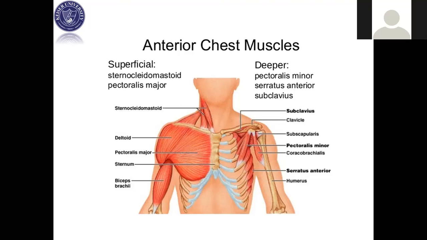But then we need to understand the muscles that are deeper. So we have pectoralis minor, which is deep to pec major. We have the serratus anterior, which comes off of the ribs and attaches to the medial border of the scapula. And we have subclavius muscle, which is actually underneath the clavicle itself. Again, that's another muscle that is telling you where it is.